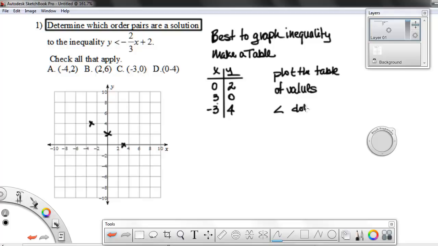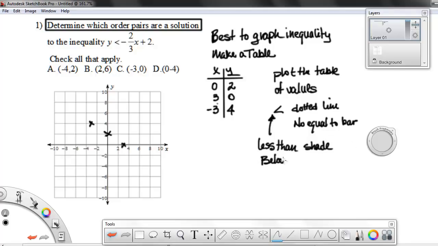Now remember, the inequality that I have is a less than. So that means it's a dotted line. There's no equal to bar underneath it. If it did have an equal to bar, then I would have a solid line. So that's the difference. What that means is that any point that's on that dotted line cannot be part of the solution. I also have a less than, so I shade downward. That means I shade below whatever line I have.